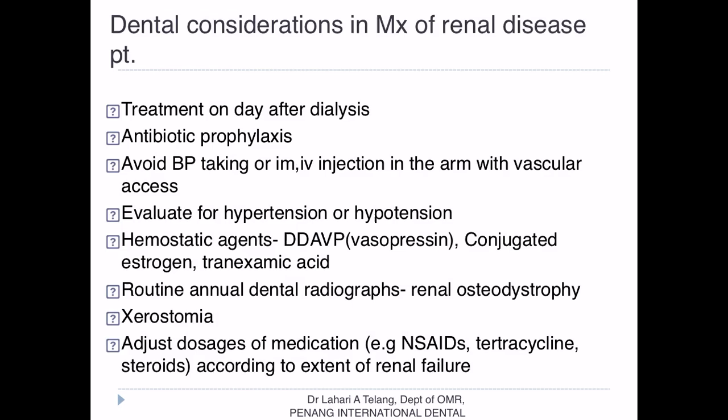Probably some fluoride treatment, as well as taking care of the diet of these patients, is important. Adjust the dosage of medications, especially NSAIDs, because all of these drugs are eliminated through the renal system, and hence you wouldn't want to load the kidneys further.